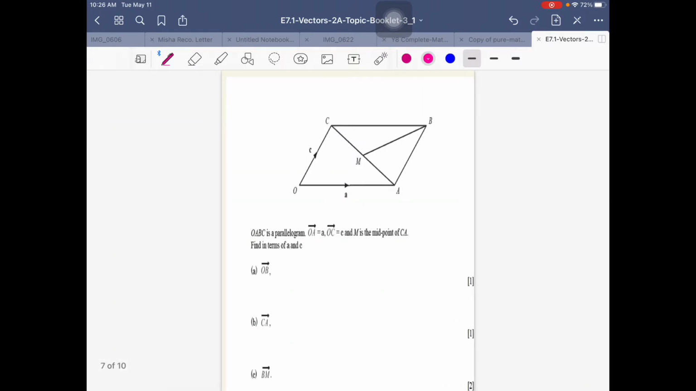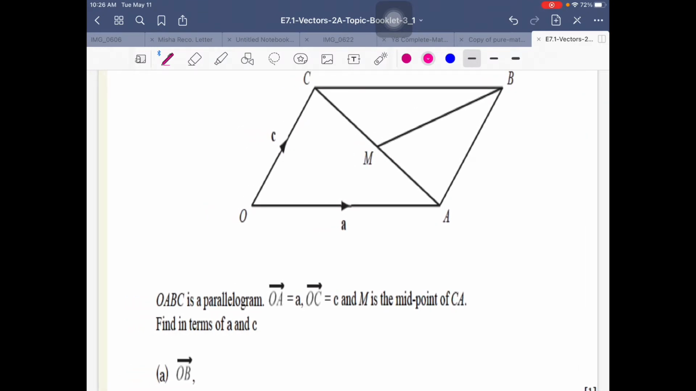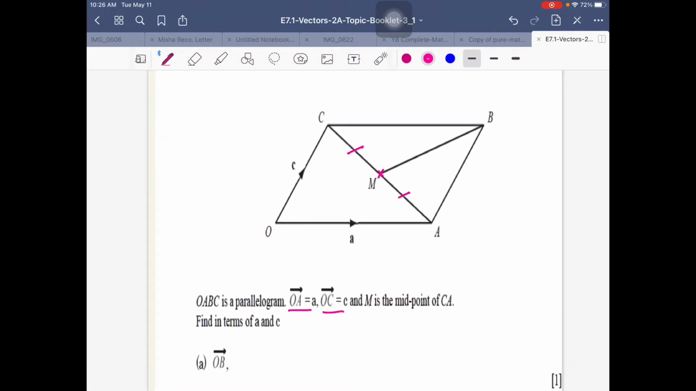The question is here, it's from a previous IGCSE exam. In this question, we are given a parallelogram OABC, and OA vector is small a, and OC vector is small c. M is the midpoint of CA, that means CM and MA, these segments are equal in length. Find in terms of a and c the OB vector.